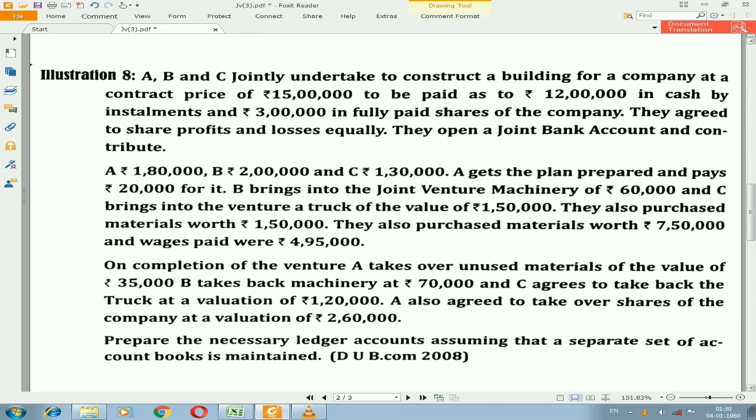I hope you have understood this illustration. I'm giving two more illustrations for you to solve. This is one illustration. Under this we have three co-ventures, so you need to prepare the accounts related to three co-ventures. Usually when we prepare co-ventures account, we have only two co-ventures. In this we have three, so make three columns under co-ventures account.